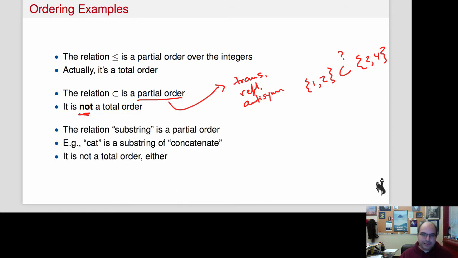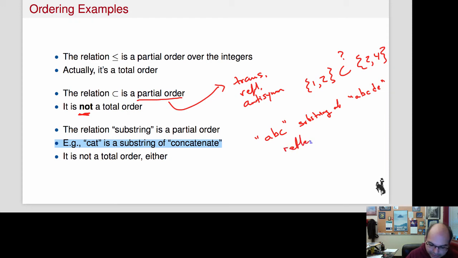Okay. Substring is also a partial order. So what I might have is ABC. This is a string, right? It's a substring of A, B, C, D, E. Okay, and so is it reflexive? Yes, because every string is a substring of itself.